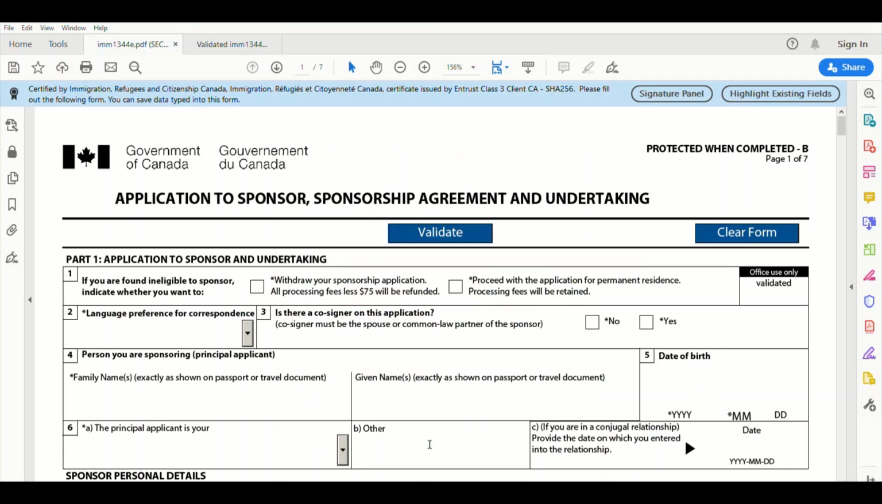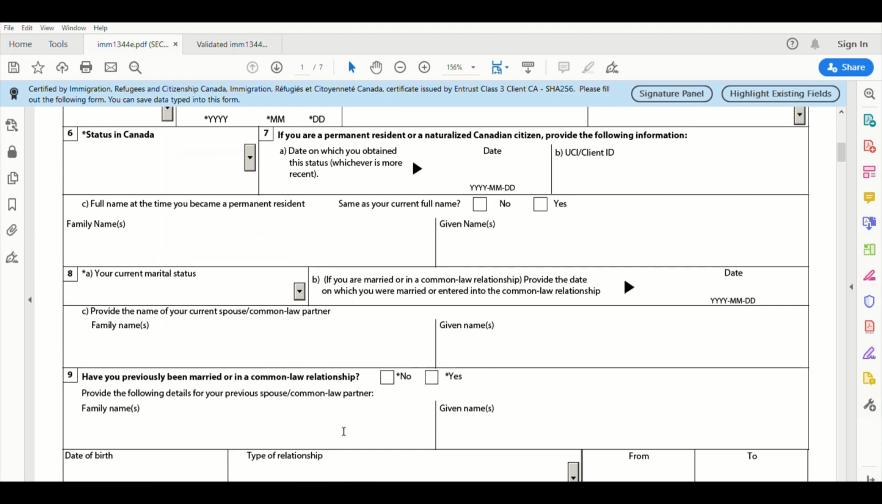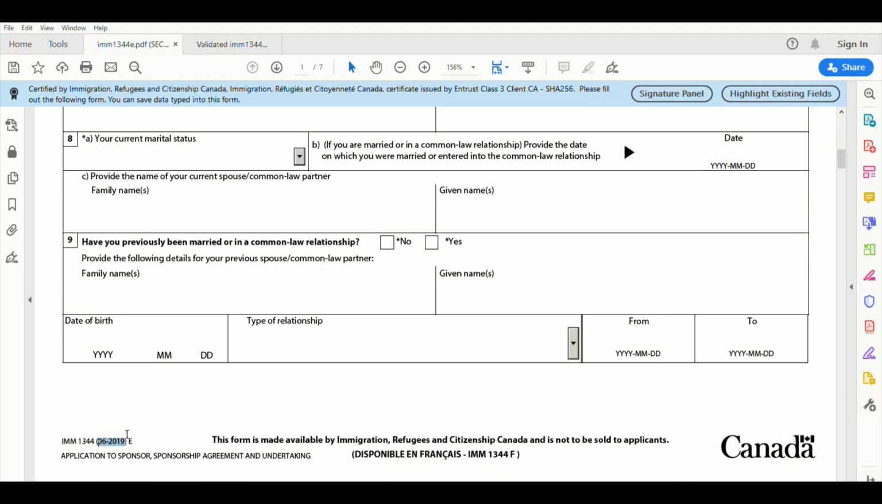This video tutorial explains the most confusing sections of the form Application to Sponsor, Sponsorship Agreement, and Undertaking, IMM 1344, version June 2019. Generally, IRCC updates its application forms frequently. To check whether you are using the current version, you must compare the version of your form with the form available on IRCC's website before submitting your application. At the time of recording, the form was dated June 2019.